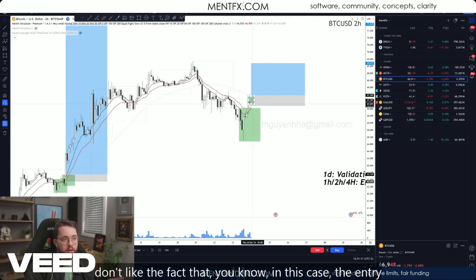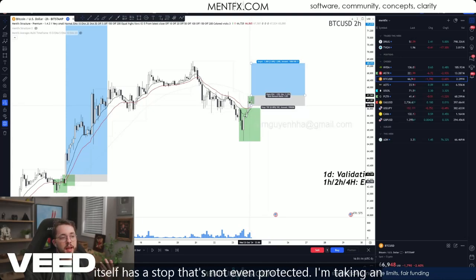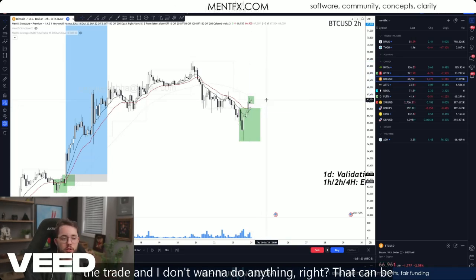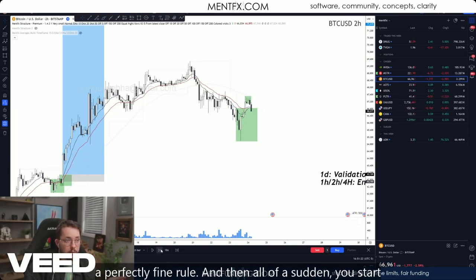Otherwise, some of you might be like, okay, I don't like the fact that, in this case, the entry itself has a stop that's not even protecting an MA. And for me, that's not good. So as a result, I cancel the trade and I don't want to do anything, right? That can be a perfectly fine rule.